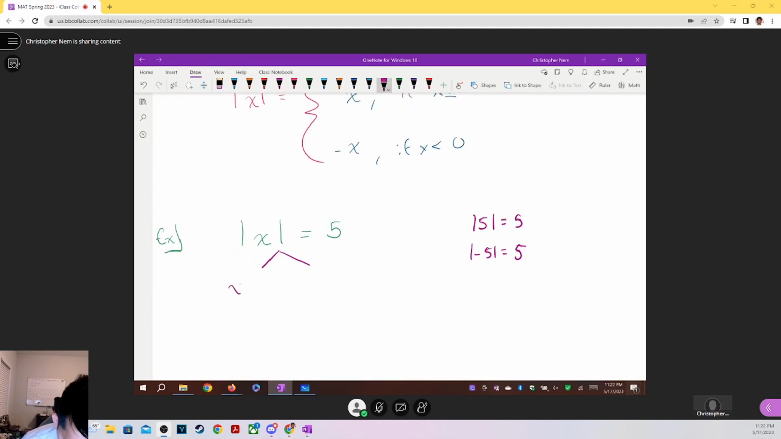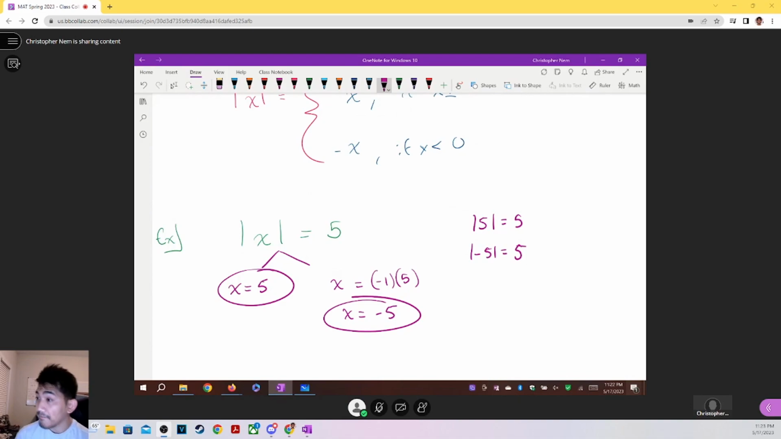I'm going to rewrite this. This is going to represent the positive solution. I just take away the absolute value. And to deal with the negative solution, I'm going to write the exact same thing, take away the absolute value, but on the right side of the equality, I'm going to multiply that by negative 1. And that's very important. That's how we can solve equations with absolute values.